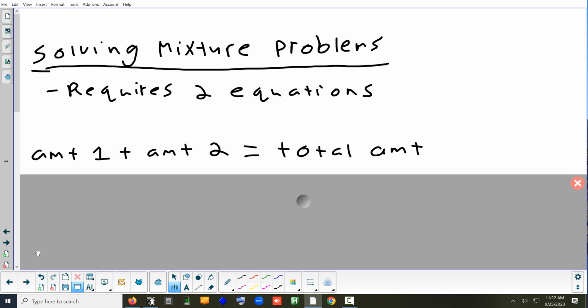So the idea is you need two equations. Generally, I use x and y. X represents the amount of solution I use from the first container. Y is the amount from the second. And the simple equation is just x plus y has to equal the total amount of solution they want me to make. So that's one.